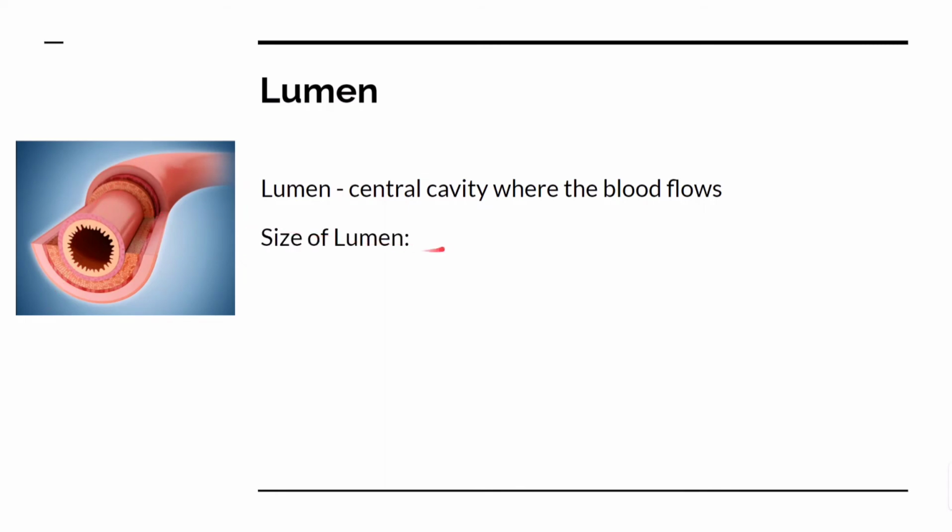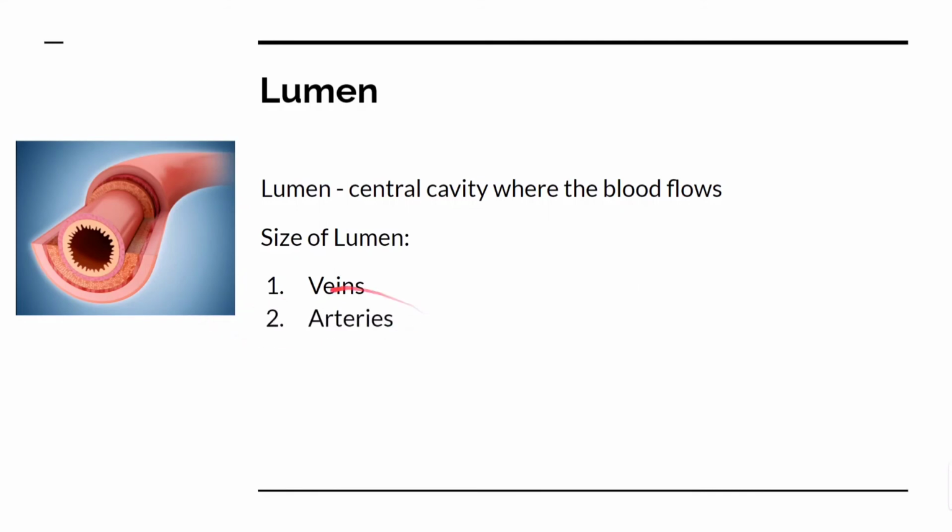And then lastly, we have the lumen. The lumen is the central cavity where the blood flows through. So it's this hole where the blood can flow. The size of the lumen varies with each blood vessel, as do the rest of the layers of the blood vessel. The largest lumen is within the veins, and this is because they don't need a small lumen to maintain pressure. They just want to get all this blood back to the heart.